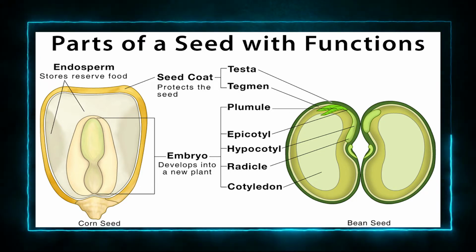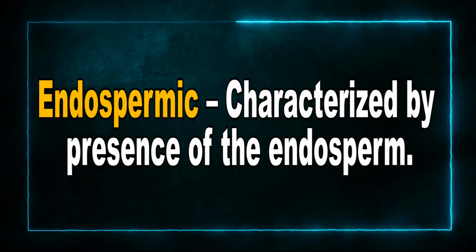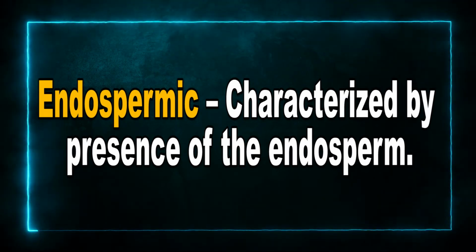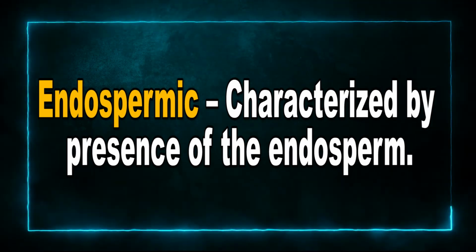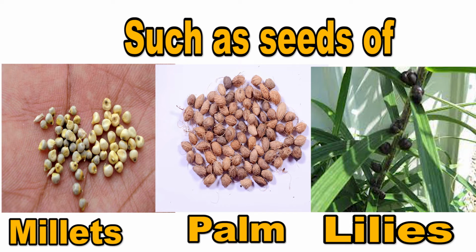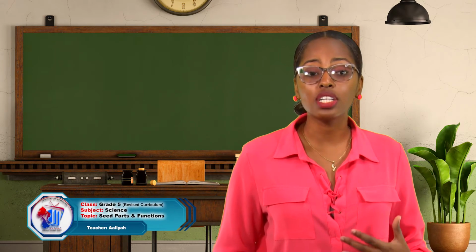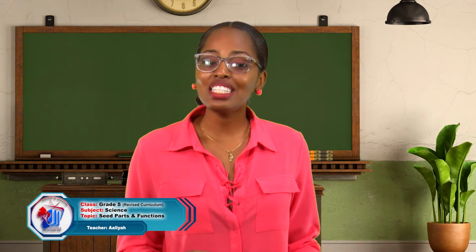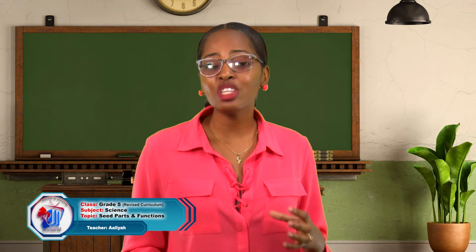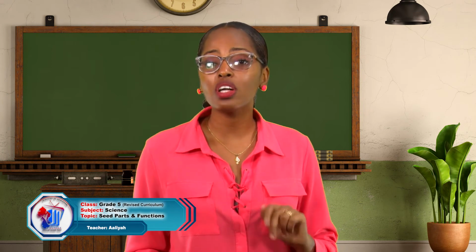The second type would be the endospermic, which is characterized by the presence of endosperm, such as seeds of millets, palms, and lilies. And of course, the corn seed, which is a monocotyledon. So unlike the bean seed, the corn seed has endosperm instead of 2 cotyledons.